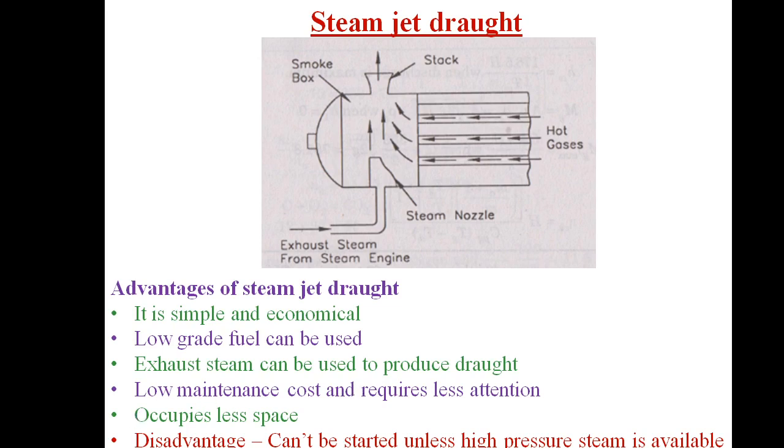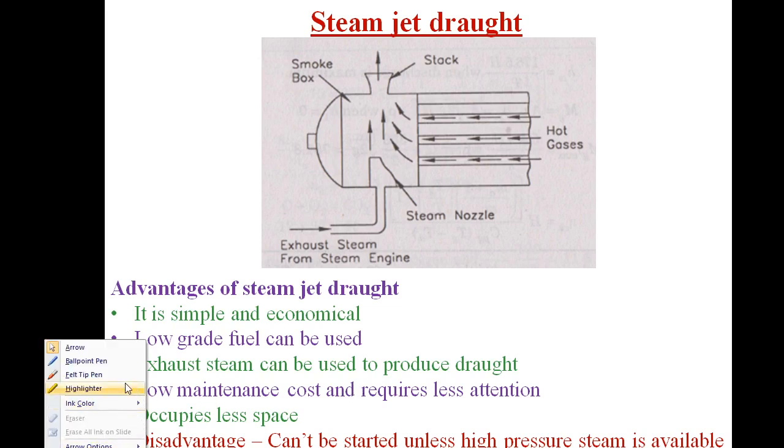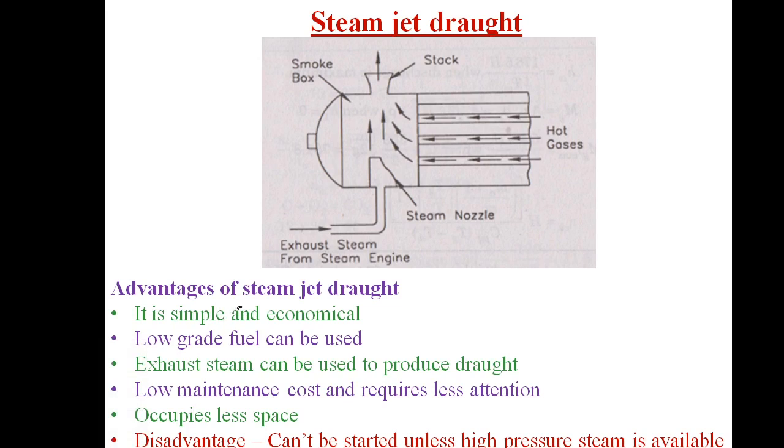So now coming to the next, steam jet draught. This is one of the artificial draughts which is produced. Here there is a combustion chamber where fuel is burned, say. This is the stack or chimney which is generally used in a locomotive boiler. Here there is a nozzle, a steam nozzle. Steam is passed through this nozzle and it is expanded.